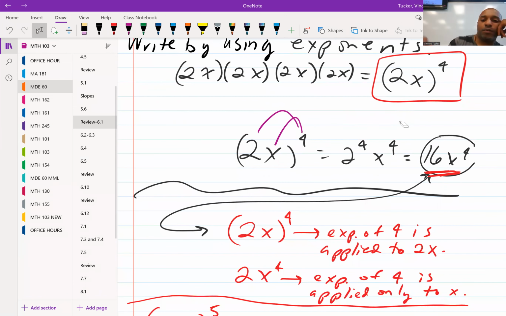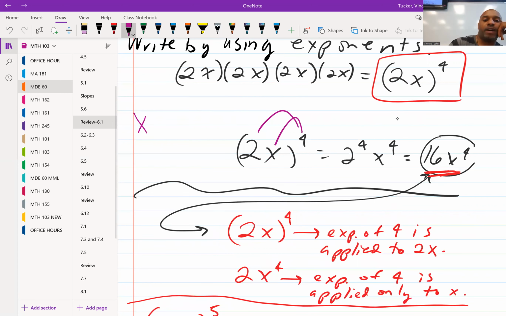And so here in the red, notice having parentheses, what that means for us versus not having parentheses. If I have parentheses, like I have in this first one, the exponent of 4 is being applied to both the 2 and the x. But if I do not have parentheses, that 4 is only applied to the x. So yeah, that's the major difference.